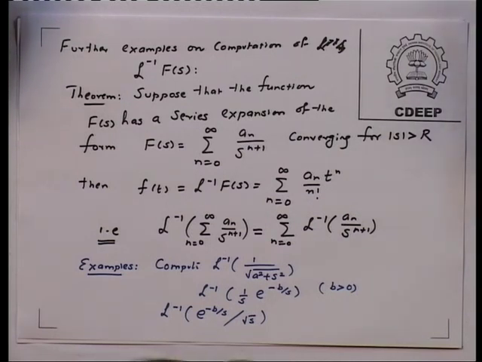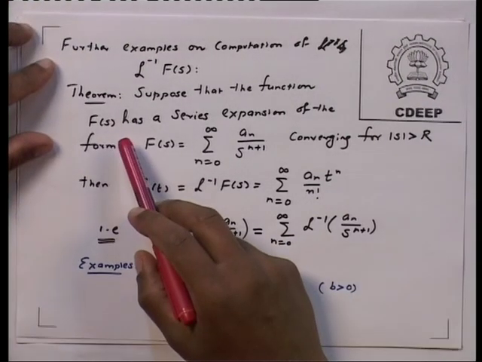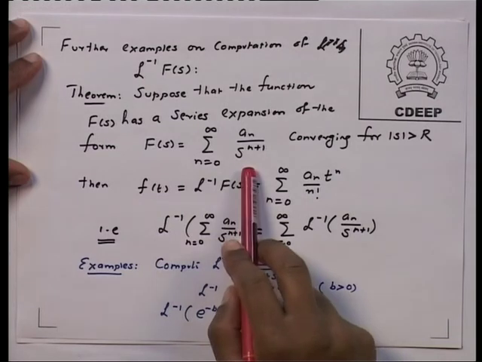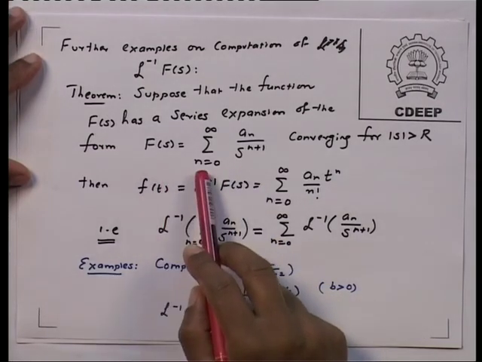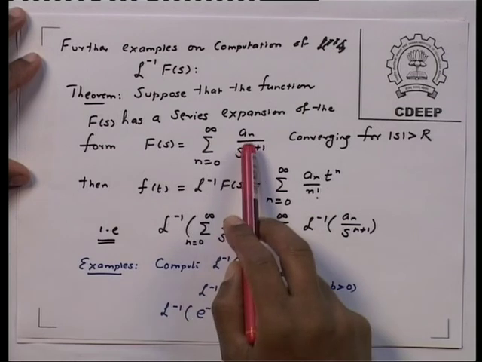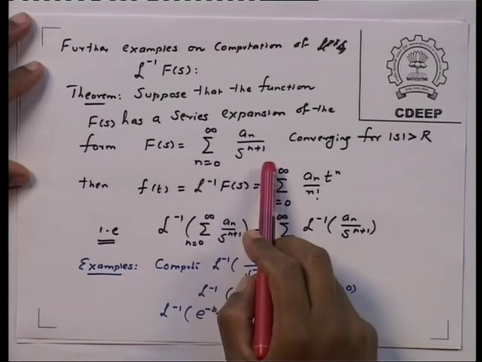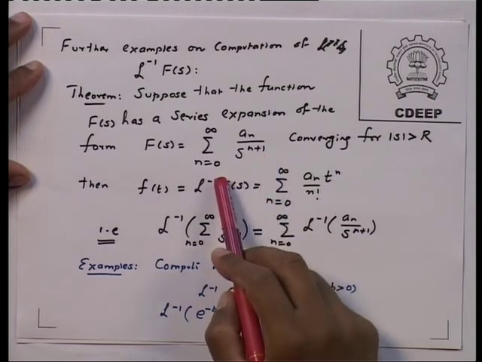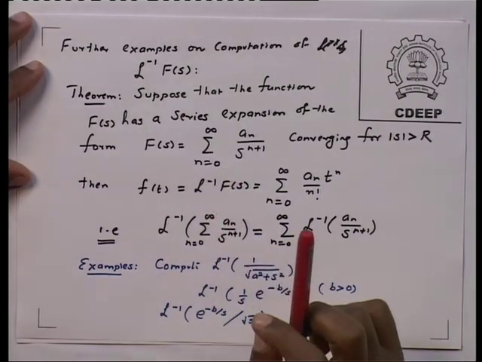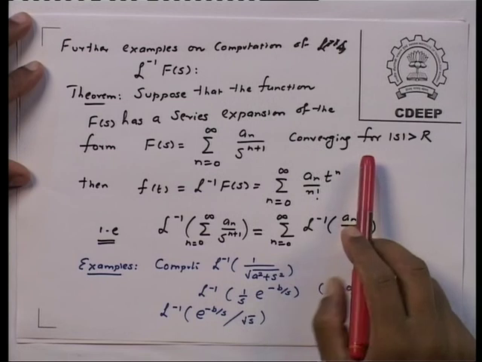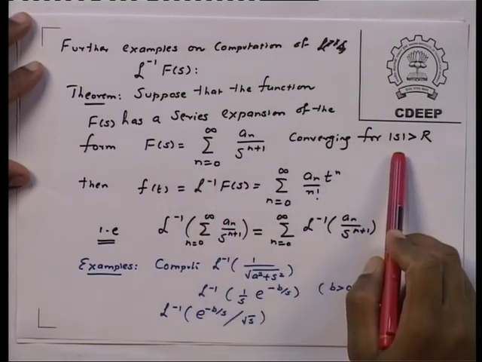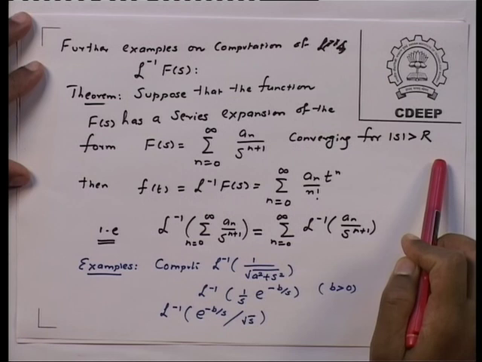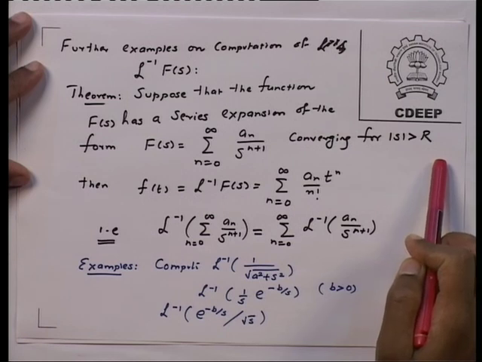Now let us look at further examples on the computation of the inverse Laplace transform. Suppose that the function F of s has a series expansion of the form F of s equal to sigma n from 0 to infinity a n upon s to the power n plus 1. Look at the n plus 1 here. The series begins with a 1 by s term. It does not begin with a constant term. That is the point. The series must converge for mod s bigger than r.